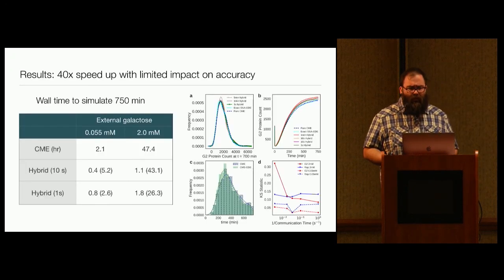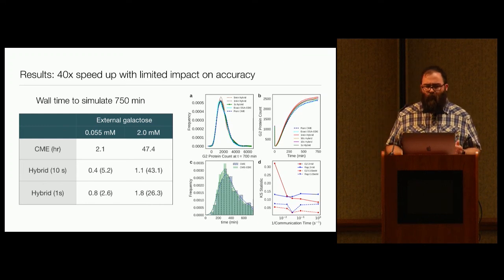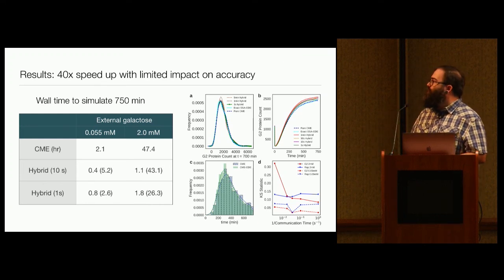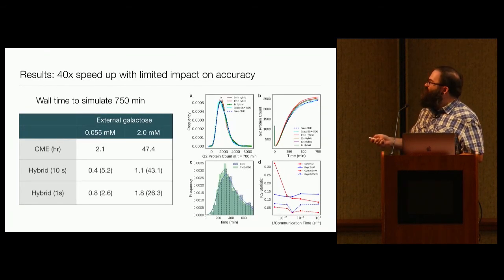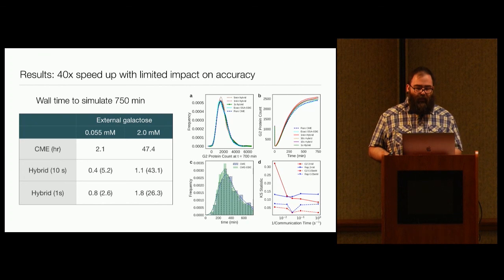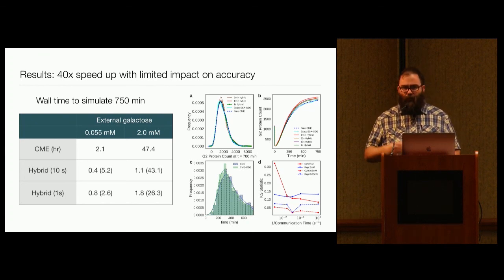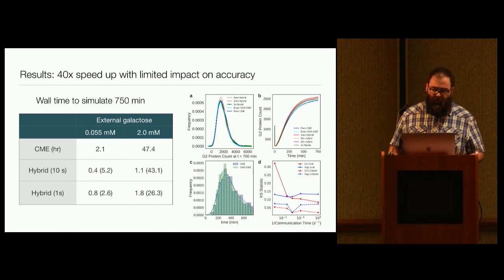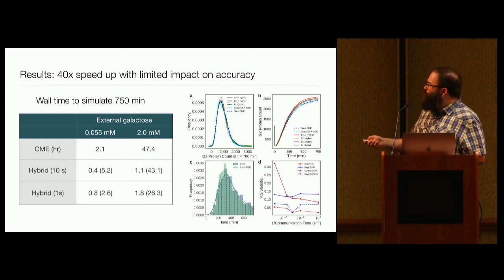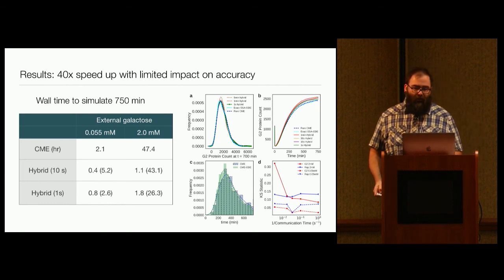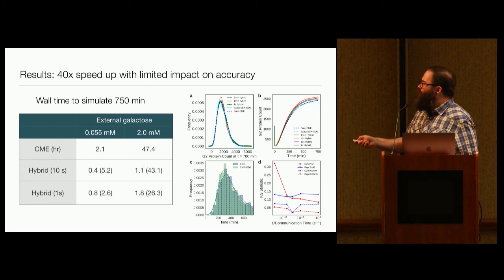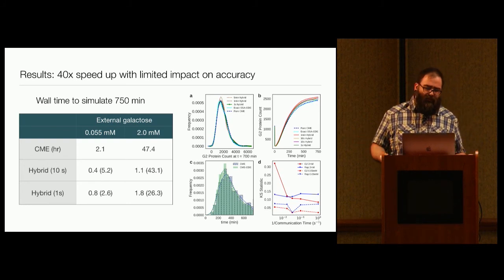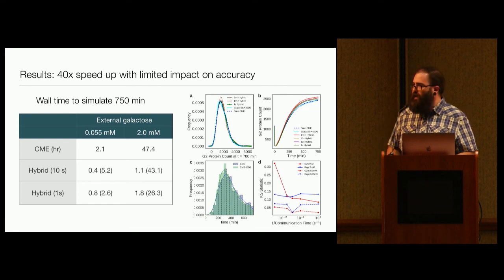We end up with about a 40 times speed up with very little impact on accuracy. So the wall time to simulate 150 minutes of the switch, which includes the time for it to induce and a little bit of time for it to reach steady state, is about 47 hours on Blue Waters for a single trajectory. And then we need 1,000 of those trajectories. This is at high galactose concentration. So 1,000 trajectories, 47 hours, it's a lot of wasted cycles actually.